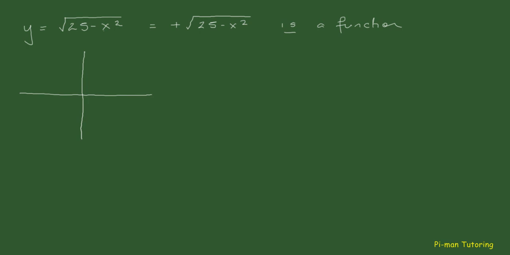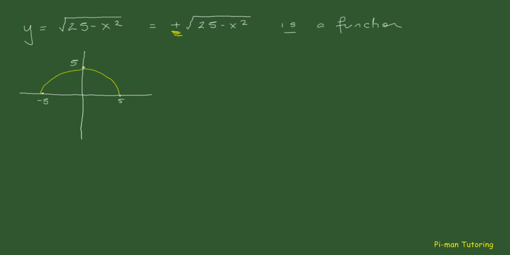So we know that when x is equal to 5, y will equal 0. And we know that when x is equal to minus 5, y will be equal to 0. And if x is equal to 0, y will be equal to the positive square root of 25, which is 5. So what we actually have in this case is a half circle. We only have a half circle because of the implicit understanding that we're dealing with the positive square root.